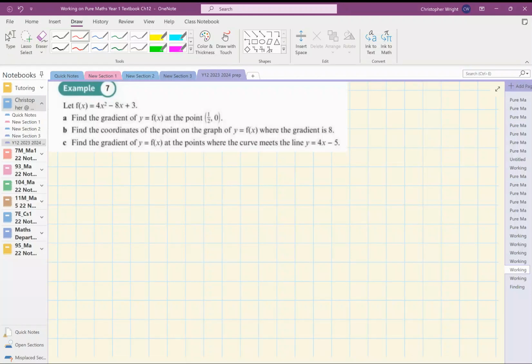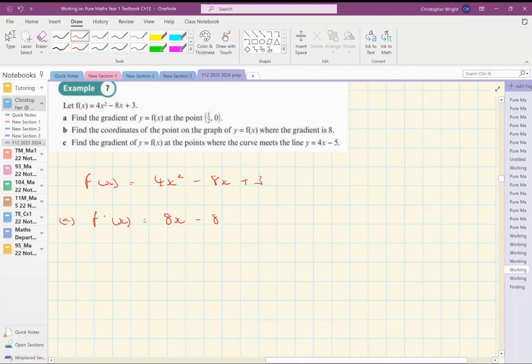In example 7, we've got a function f of x, which is 4x squared minus 8x plus 3. And in part A, we're asked to find the gradient of that curve at a particular point. So I'm going to need to know the gradient function. So I'm going to differentiate my expression, which is going to give me 8x minus 8. That's the gradient function. It tells me the gradient at any value of x.